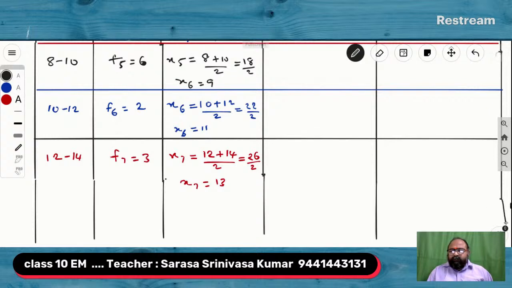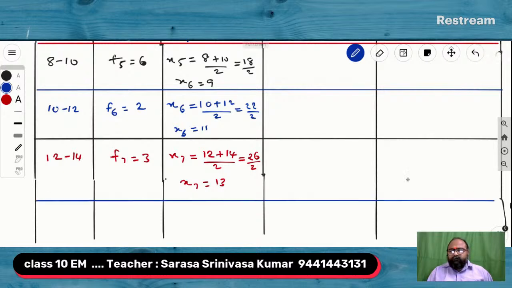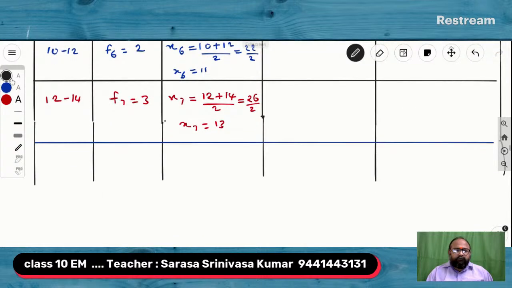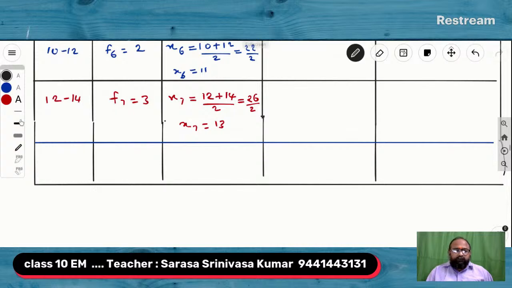Now the last row is total. Here this is sigma fi. Sigma fi equals the total number of houses. We know that it is 20. Sigma fi equals 20.